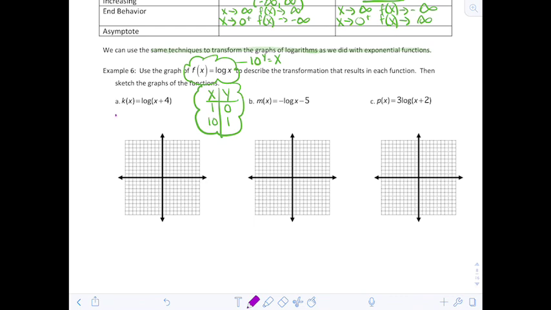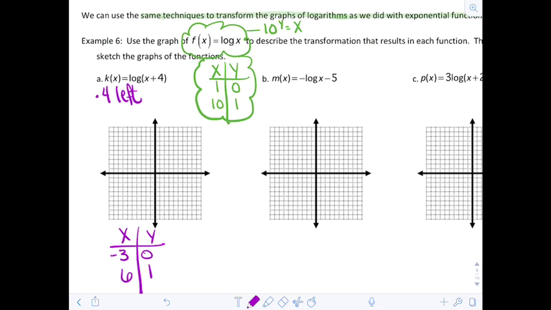This transformation will be 4 to the left. So it's just going to take the parent function and move it 4 to the left. So if I look at those 2 points that I had with the parent function and I move it 4 left, the y values will stay the same, 0 and 1, but the x values will subtract 4. Even though it's x plus 4, remember, if we need to move it to the left, we're going to subtract 4. So 1 minus 4 is negative 3, 10 minus 4 is 6. So I have the ordered pairs negative 3, 0, and 6, 1. There we go.